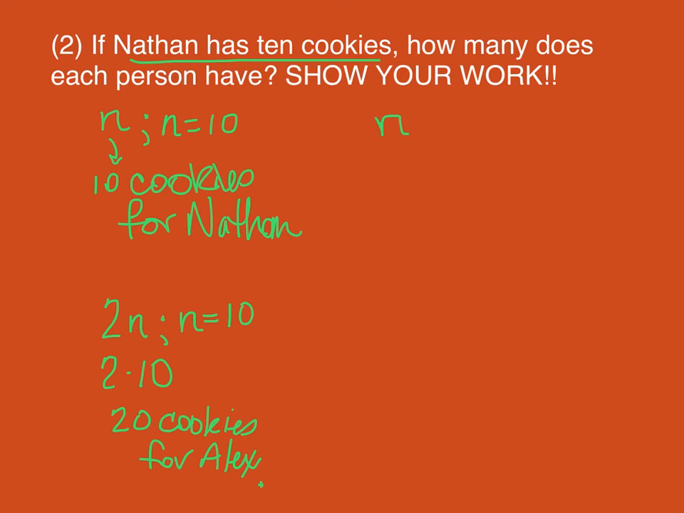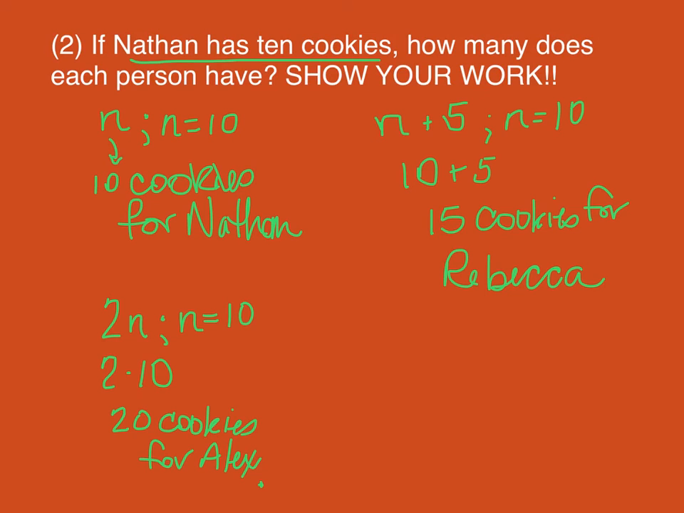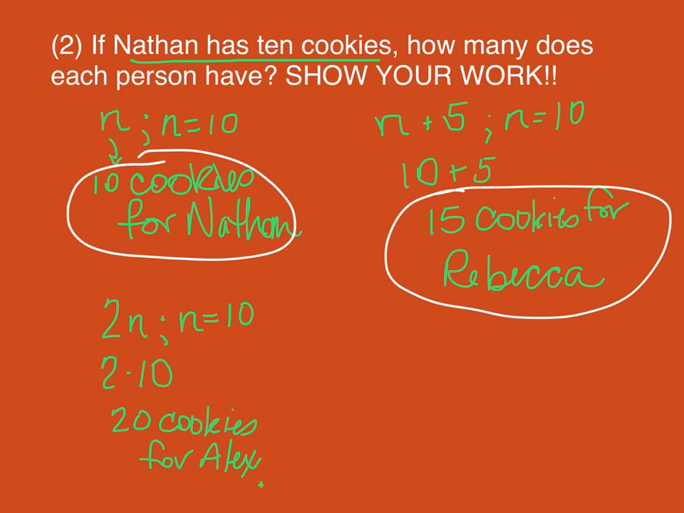And the next expression was n plus 5. Again, we write a semicolon every single time. N equals 10. We need to state that. I know it seems redundant, but it is very important that we are this specific every single time. 10 plus 5, of course, is 15 cookies for Rebecca. And we are done. So these are the answers for part 2. And our answers for part 1, of course, were those expressions that we wrote using our let statements.